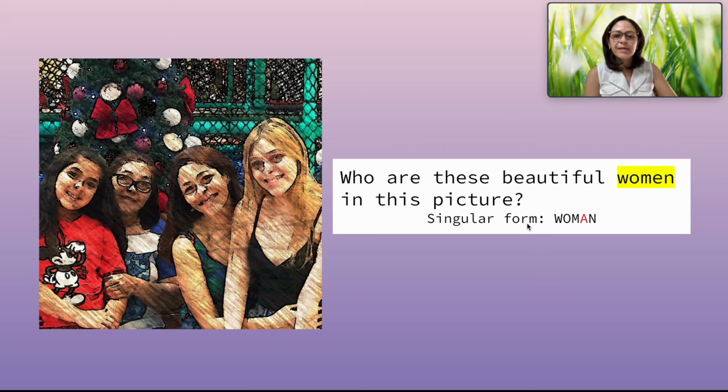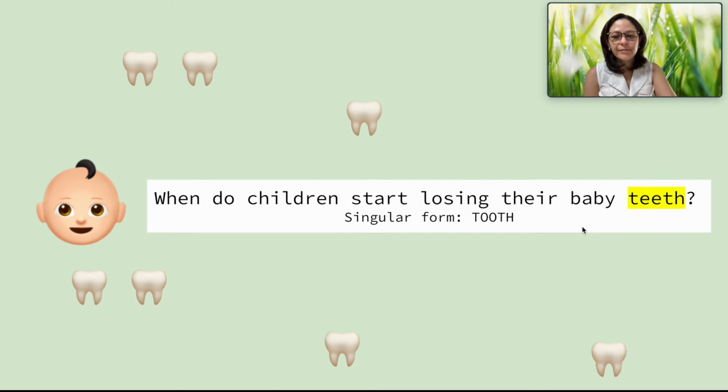Our next sentence, who are these beautiful women in this picture? The singular form of women, woman. When do children start losing their baby teeth? The singular form, tooth.